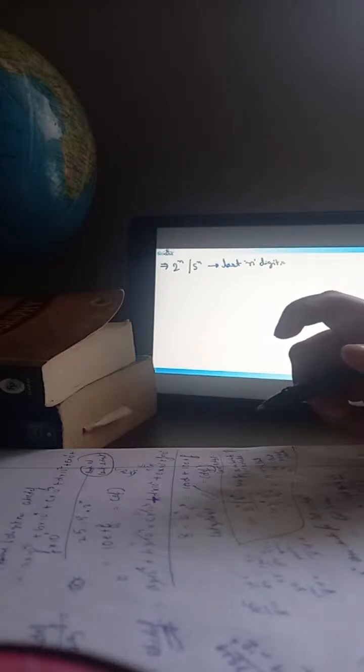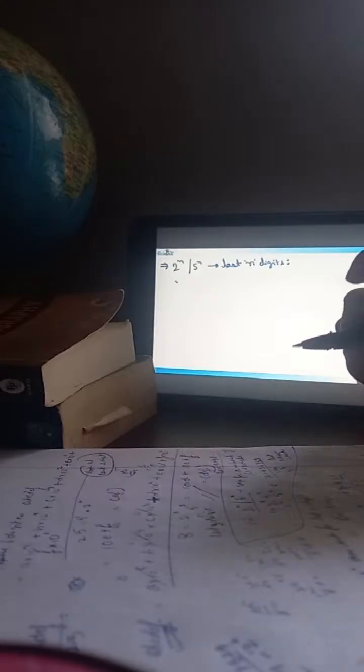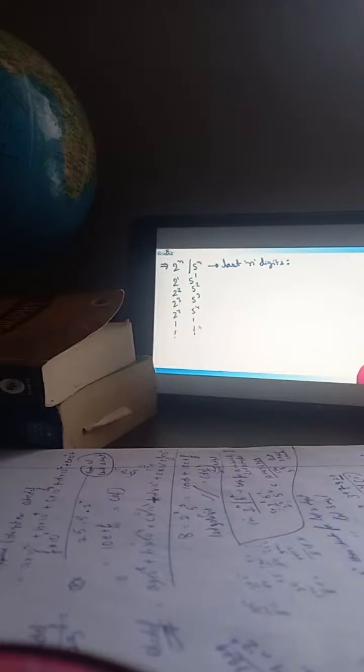For divisibility for large n digits, that's it. For example, it is 2 raised to 0, 2 raised to 1, 2 square, 2 cube, 2 raised to 4, 5 raised to 1, 5 square, 5 cube, 5 raised to 4. This will take care of all these numbers.